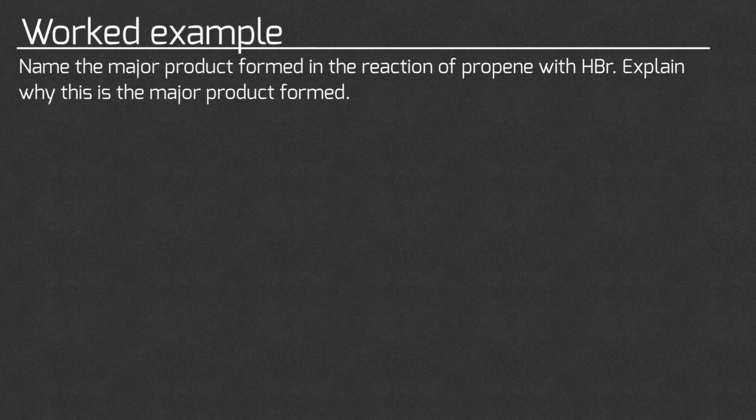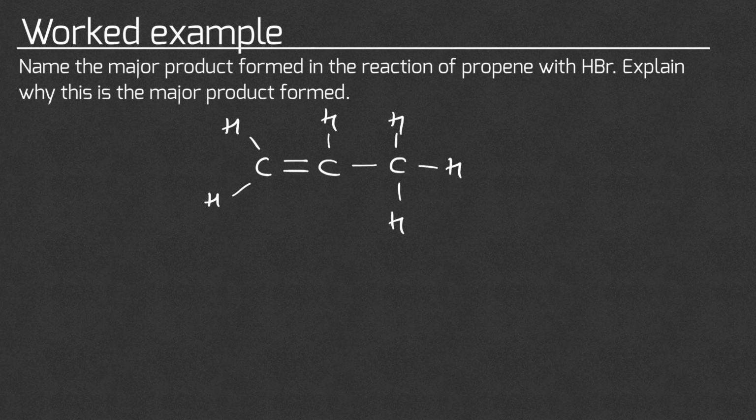We're now going to use what we've just learnt about carbocations to work out the structure of a product from a given reaction. For example, we're now going to name the major product formed in the reaction of propene with hydrogen bromide. We'll explain why the major product is formed. We'll start off by drawing out the structure of propene, and then we'll draw the hydrogen bromide underneath it.